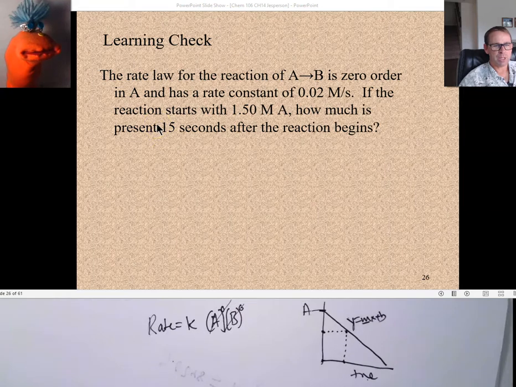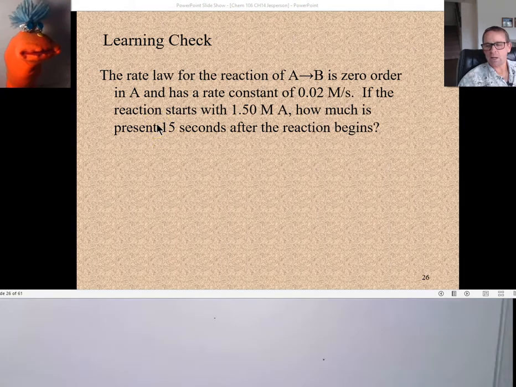So with that information in mind, the rate law for this chemical reaction is zero order, let's say, and has a rate constant of 0.02 molar per second. If the reaction starts with 1.5 molar A, how much is present 15 seconds after the reaction begins?